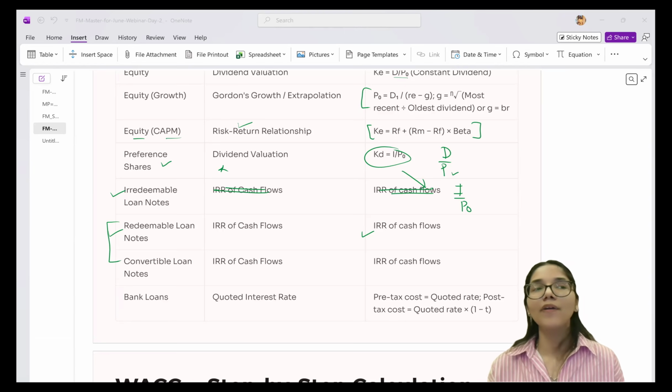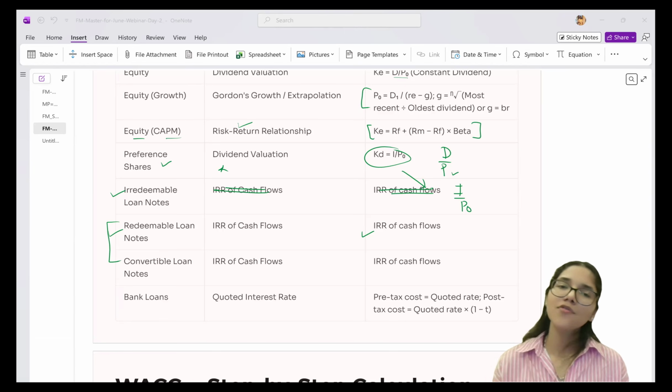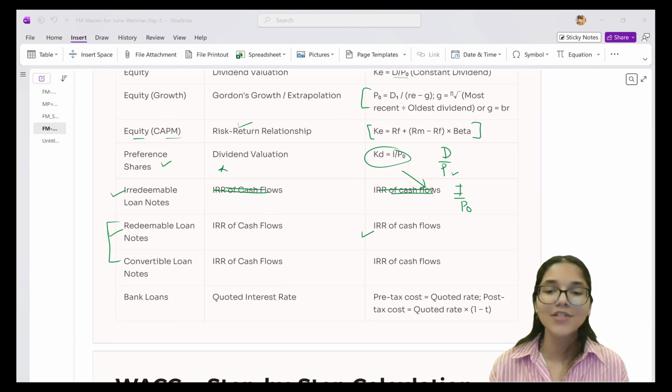But then, guys, when we are working around the valuation, how much should be the market value of a redeemable loan note? Then we find out the NPV of all of the cash flows. Do we take those cash flows as pre-tax or post-tax? In valuation, we consider pre-tax cash flows. Those of you who are saying post-tax, you're wrong. Pre-tax cash flows are considered.